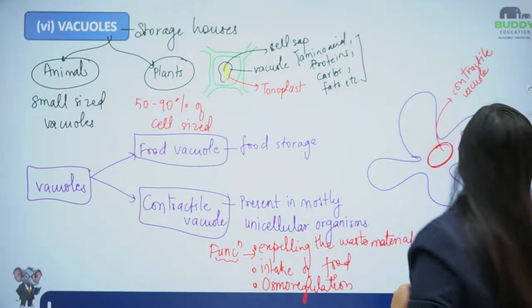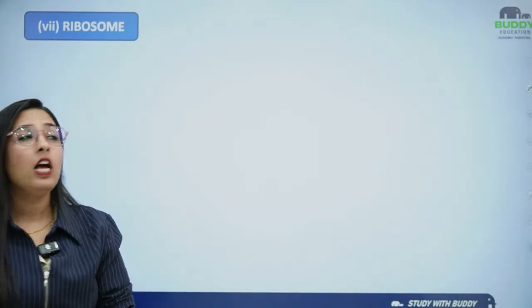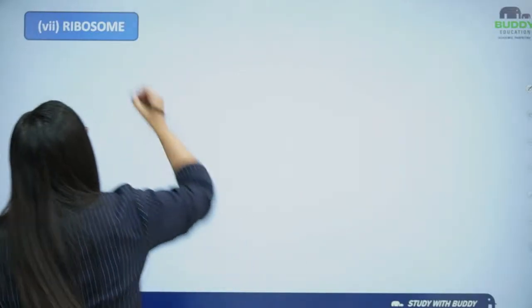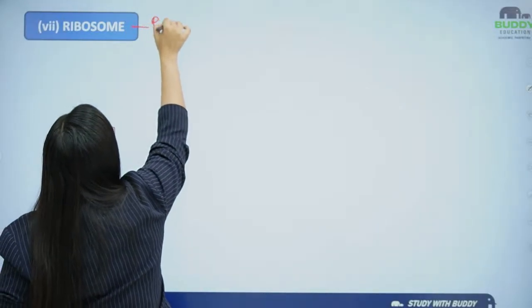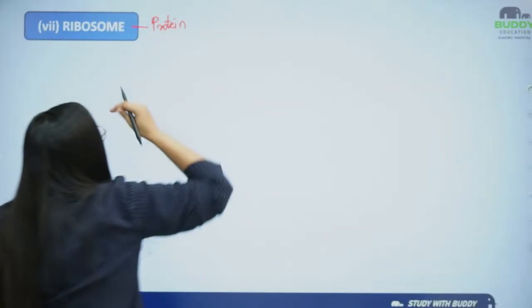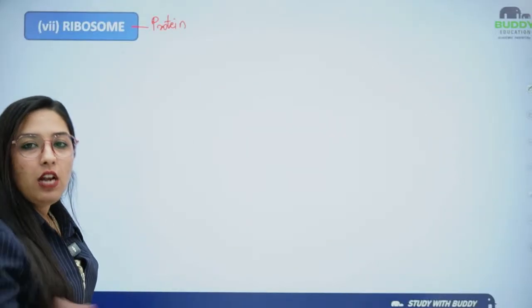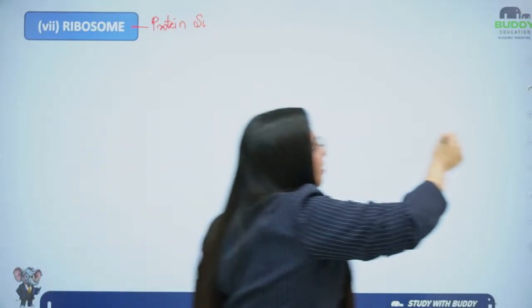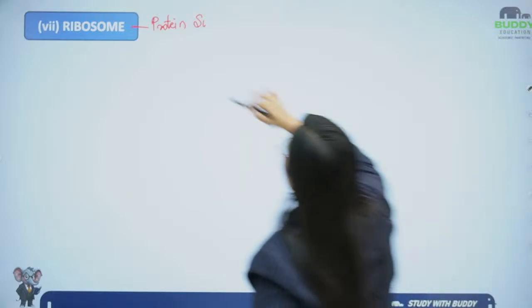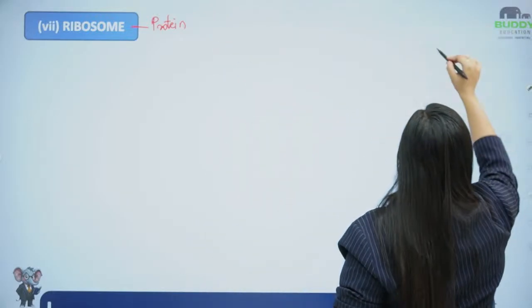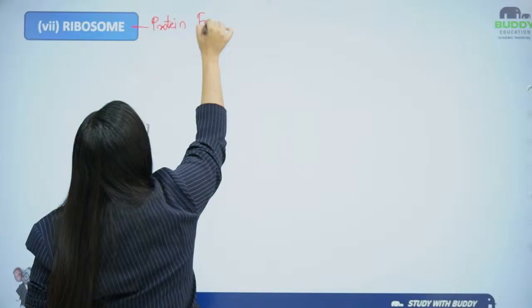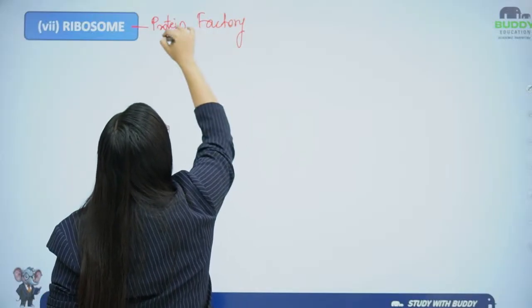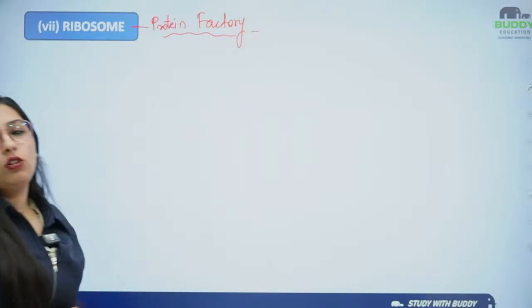Now moving to the next cell organelle, which is ribosome. How can I forget this very important cell organelle? Ribosome is the protein factory. Wherever this ribosome is coming, I should remember that it will synthesize protein. That is why it is also known as the protein factory, because it is responsible for the synthesis of protein.